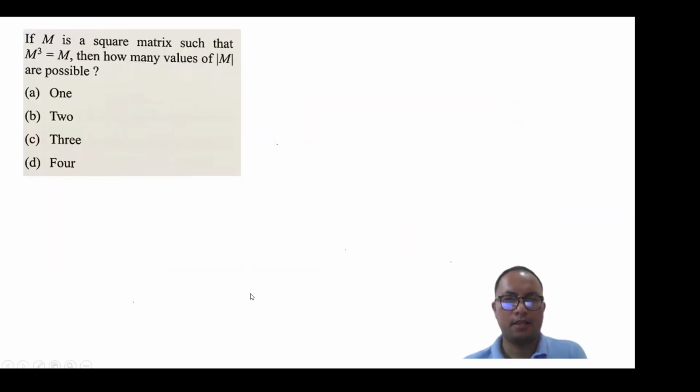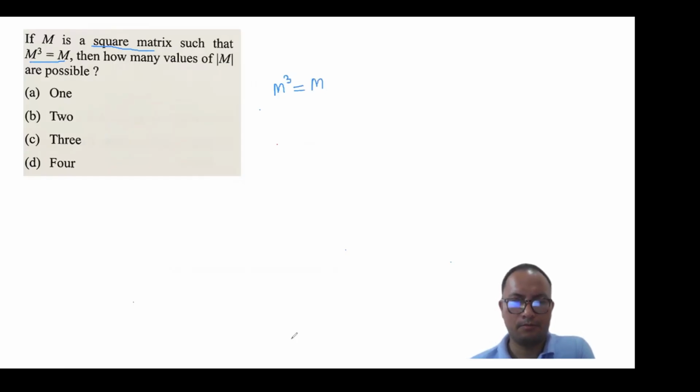The question says M is a square matrix. It can be anything, 2 by 2, 3 by 3. M is a square matrix, and we are given that M cube is equal to M. So the question is how many values of M are possible. Very simple one.